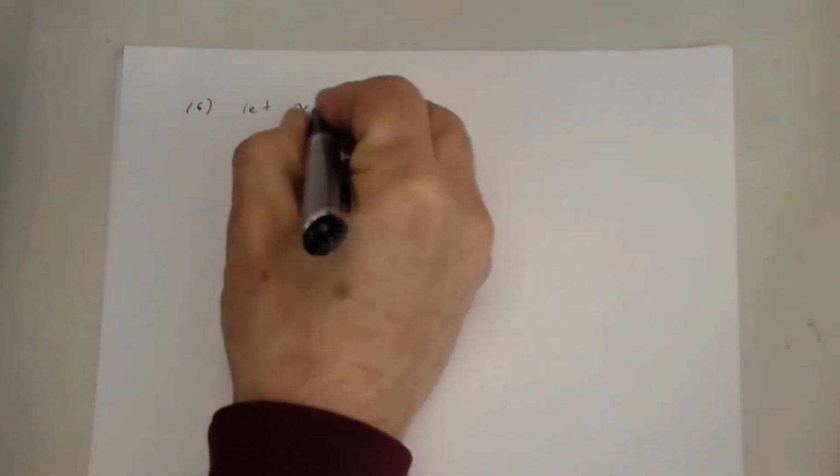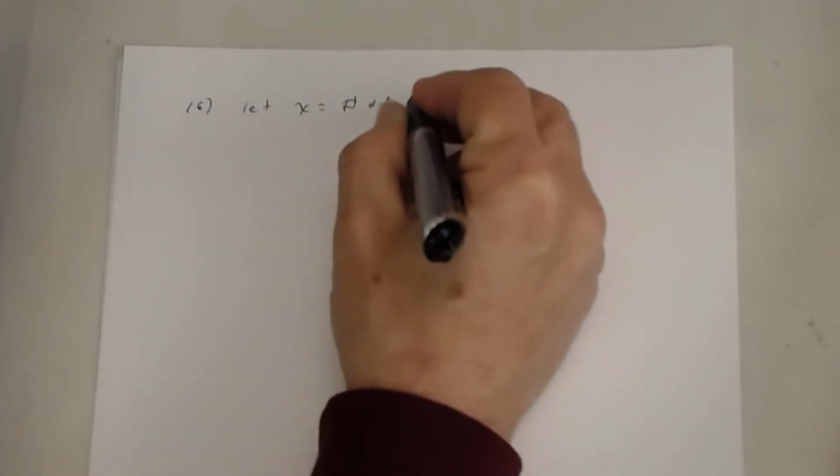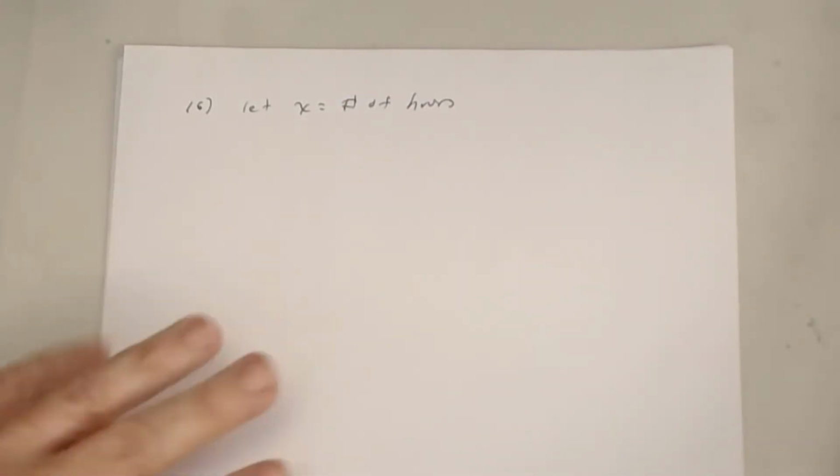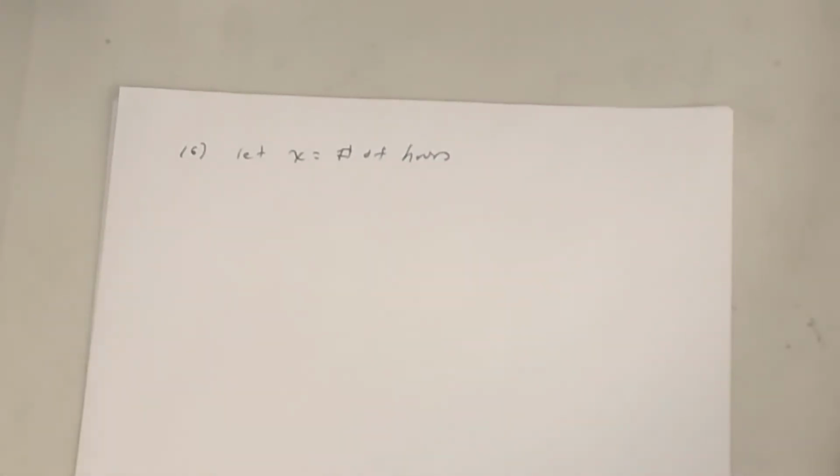Okay, so again, just like before, you're going to let some variable represent your unknown. Some expressions represent your unknowns. How many unknowns are here? Just one unknown. The number of what? Hours. That's your unknown. So you can let x equal the number of hours. That's all you need to be able to do. All right, so let x equal the number of hours.